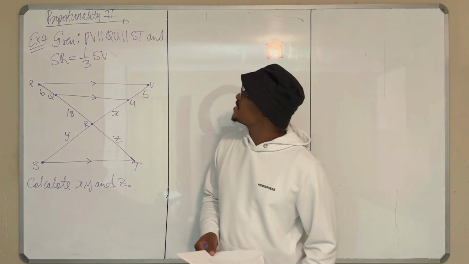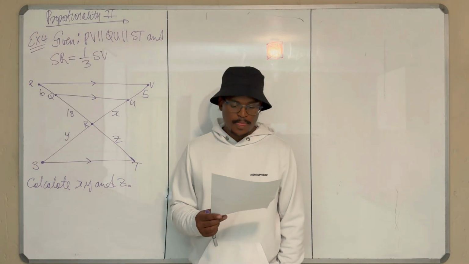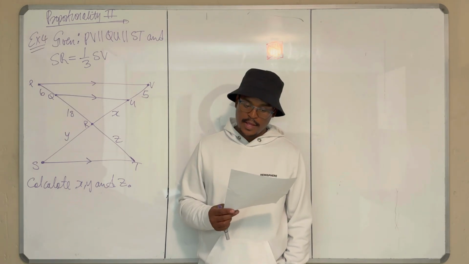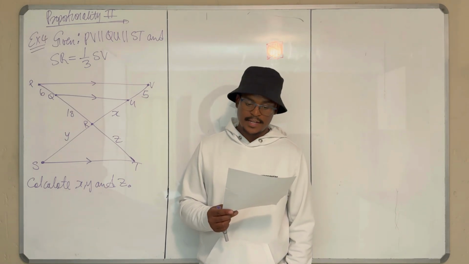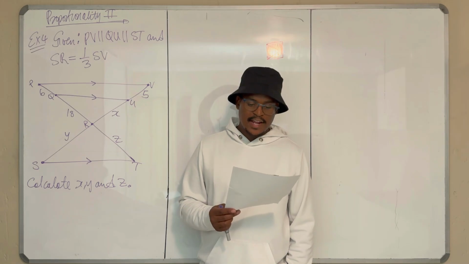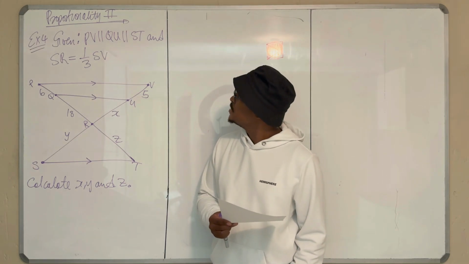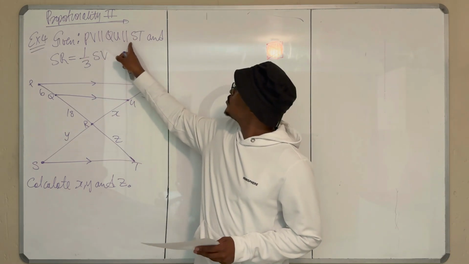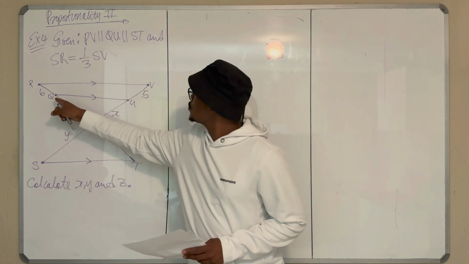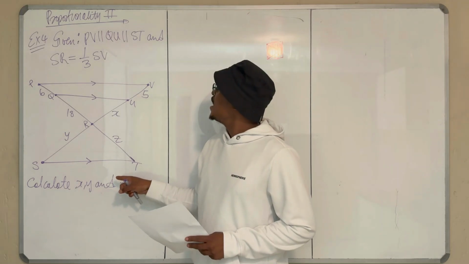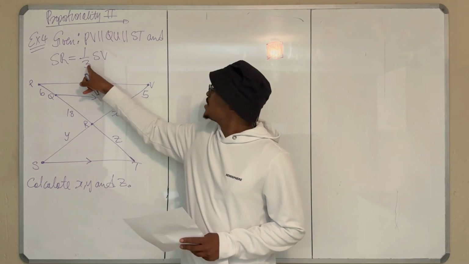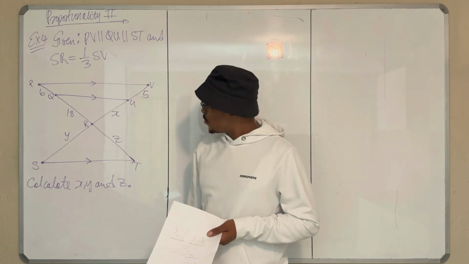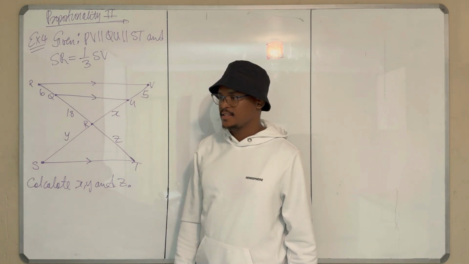Okay, so now we're doing the last example, example 4. In example 4, we're given that PV is parallel to QU and parallel to ST, and also told that SR is equal to 1/3 of SV. Are you following? They want us to calculate the values of X, Y, and Z.